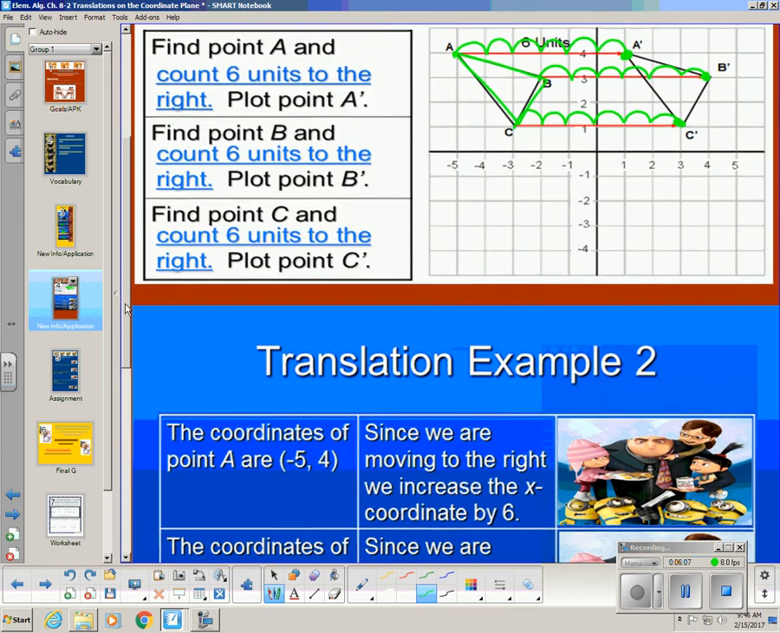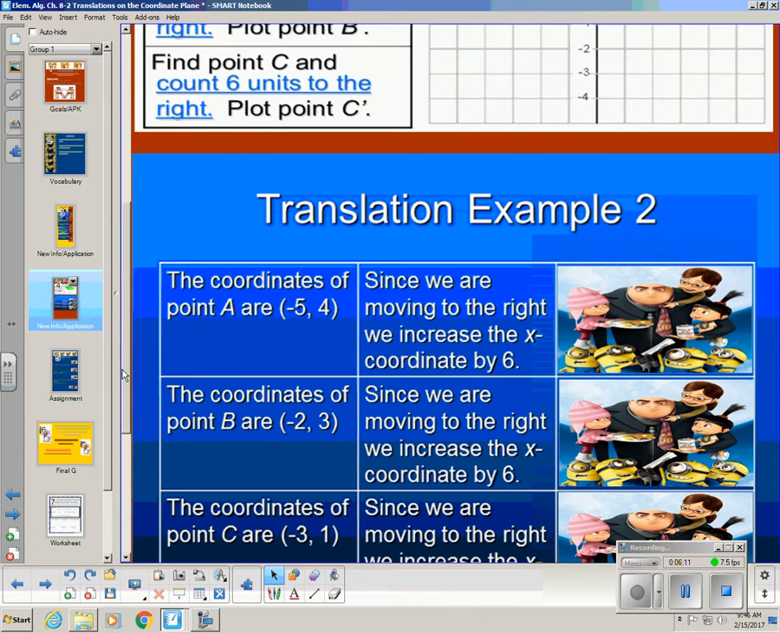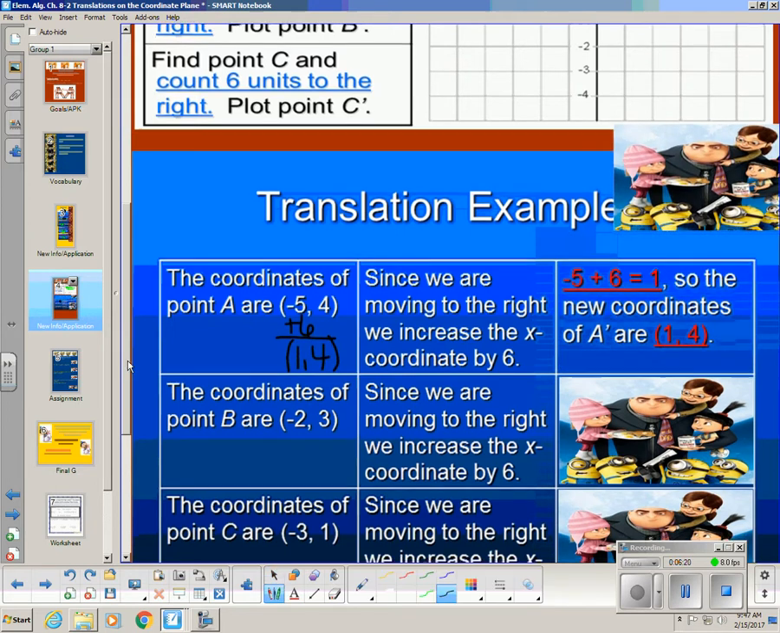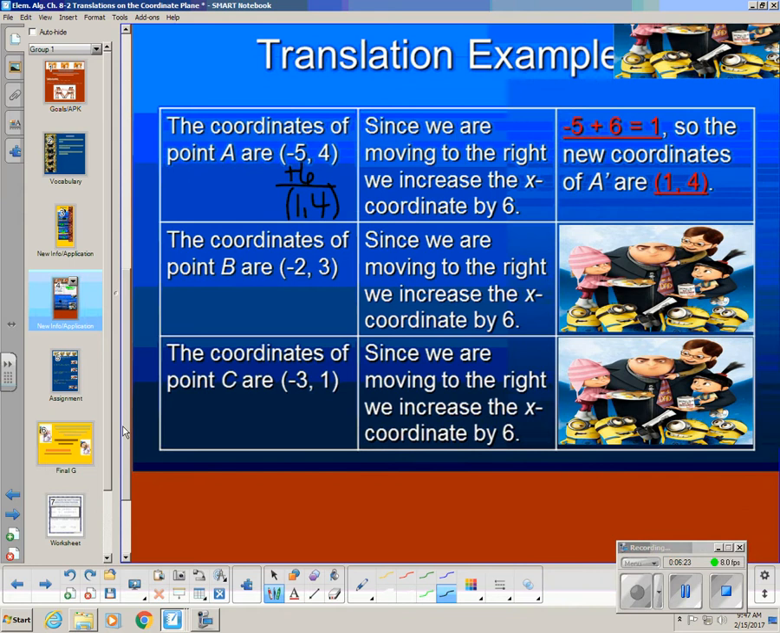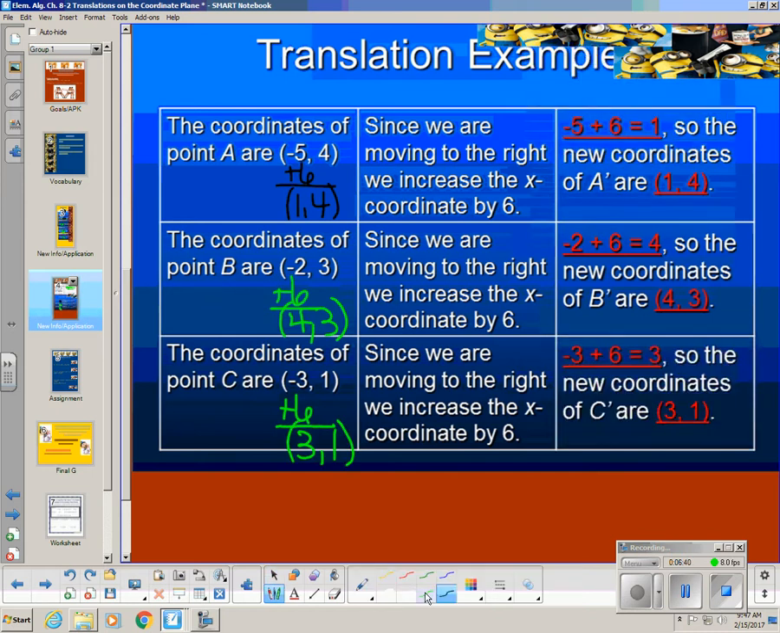So again, if we want to prove it, if the coordinates of point A are negative 5, 4, which you can see, and I'm going to the right, I'm just going to add 6 units to my x value. So my ordered pair is going to be 1, 4, and sure enough, there it is. If I am going to the right 6 units with my B value, I'm just adding 6, so I get 4, 3. And same thing with this last point, I'm just adding 6, so I get 3, 1, and sure enough, there it is.